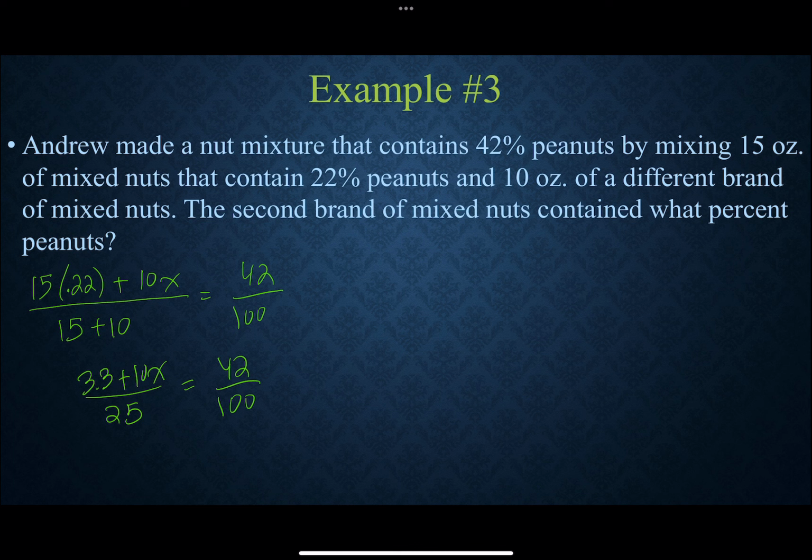So 3.3 times 100 gives us 330. And then 10x times 100 is 1000x. And then 42 times the 25 gives us 1050. Subtracting the 330 gives us 720. Divided by 1000 gives us 0.72, which means this is 72% peanuts.